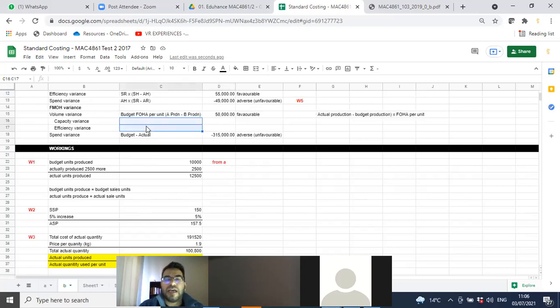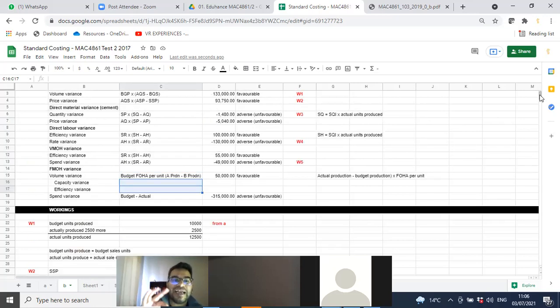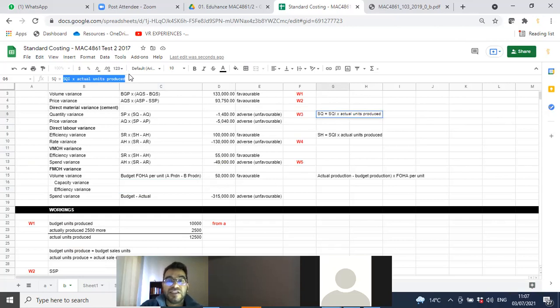I'll show you how to split this up. I'm not going to do it now, I want to work through it myself first. But these are basically the formulas that you will use, and it should work 100% of the time. Very important to take note that SQ, the actual formula is the same. SQ is standard quantity of input times actual units. That is flexing the budget. If you don't do that, you're going to get straight zero. Flexing the budget is extremely important when it comes to this question.